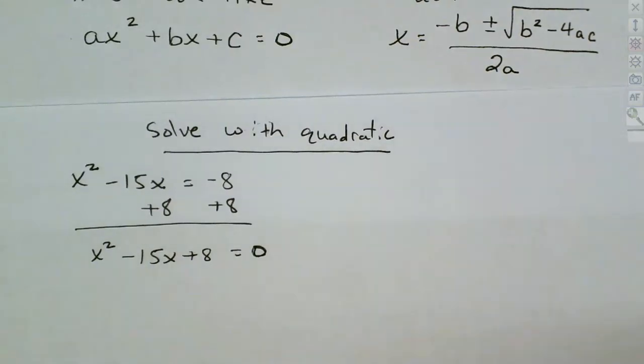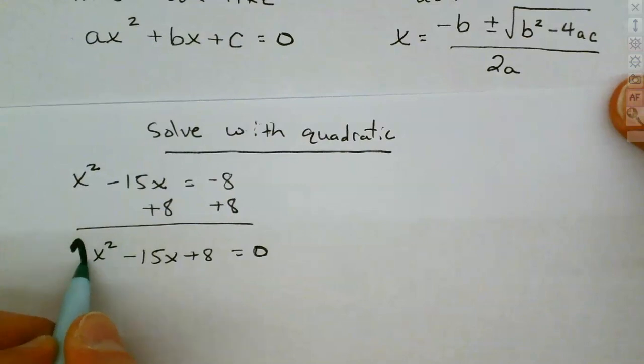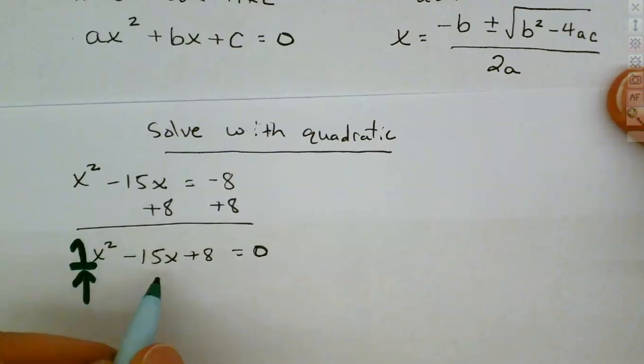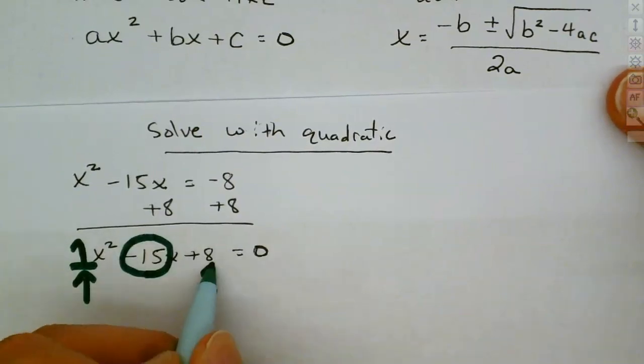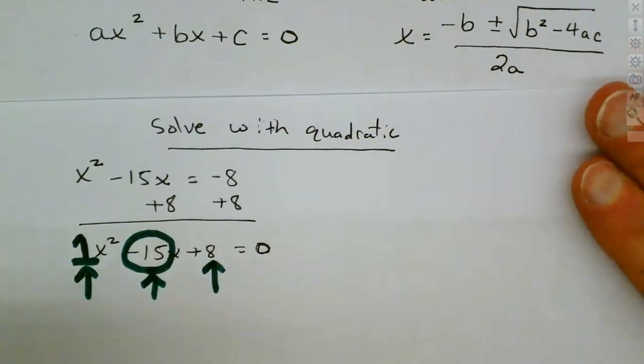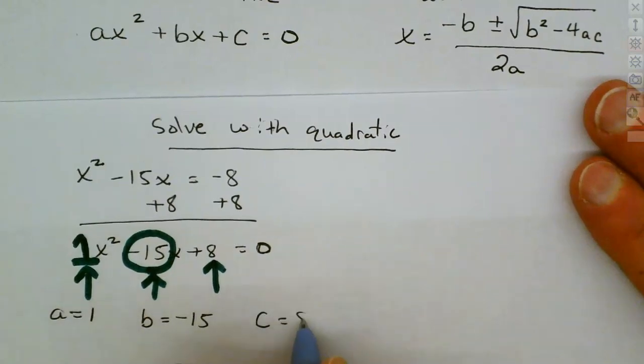We're going to get the pieces. If there's no number in front of the x squared, you put a 1 there. And we're going to label out each part. And make sure you see that that's a negative 15 there. I want to make sure we don't lose our signs. So let's label all the pieces. So in this case, A is 1, B is a negative 15, and C is 8.